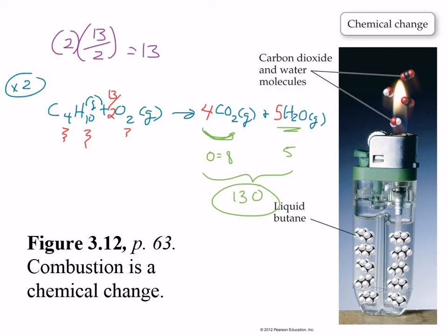Everything. That means I'm going to end up with 2 times 1. I'm going to actually end up with, I'll go in orange, 2 butanes. If I scale this, you said if I take 13 halves times 2, I end up with 13. Okay, so I'm going to have 13 O2s. What's 4 times 2? 8. What's 5 times 2? 10.